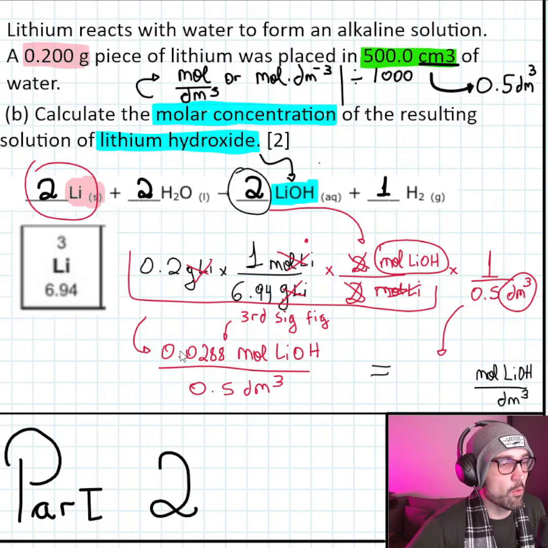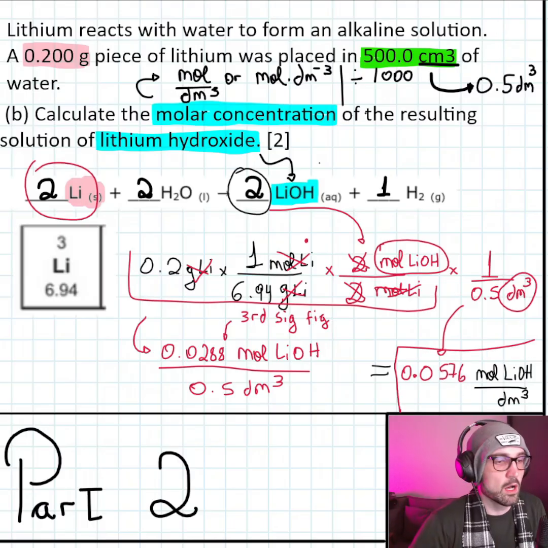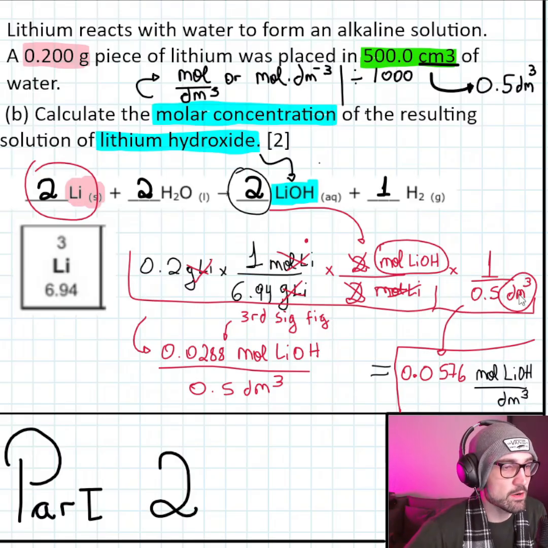So 0.0288 times 2 is equal to 0.0, don't miss that second 0, 0.576 moles per liter of lithium hydroxide. Again, if you did this complete series, you would have moles per liter here unit wise. Notice that all of the other units cancel out.